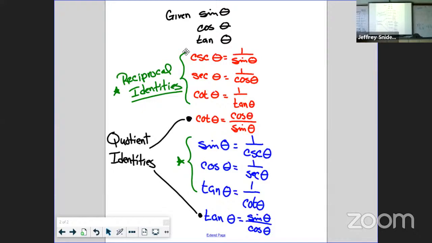Now, I'm not going to give you a test and say, list the reciprocal identities, list the quotient identities. But I could say, write down an equivalent statement to cosecant theta: 1 over sine theta. So these are things that you're going to want to start knowing. And there are multiple reasons. One of them is solving trigonometric equations later on.